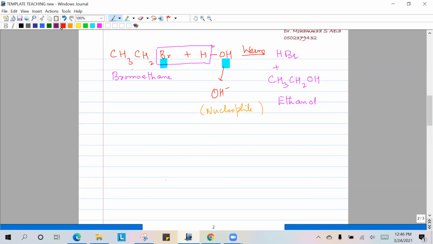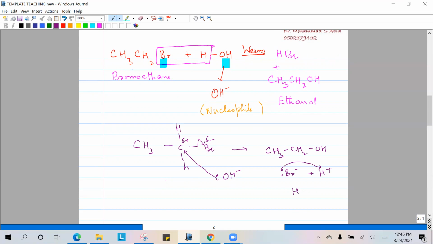How can you understand it? This is your CH3, if I keep it like this, we know this carbon is partially positive and this is partially negative. The OH minus ion will attack this, being a nucleophile. The Br will take the electron, because Br is more electronegative. You have the CH3CH2OH, and the Br minus then combines with the H plus ion. So you end up with HBr.